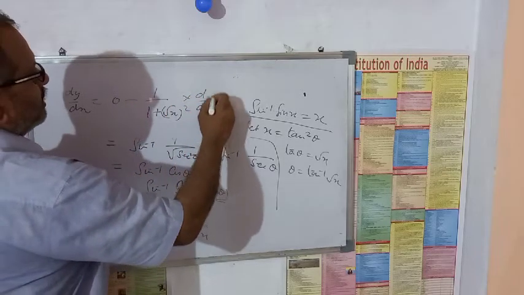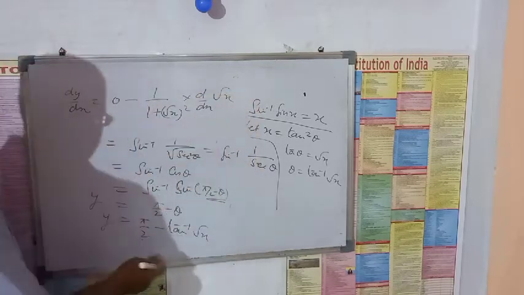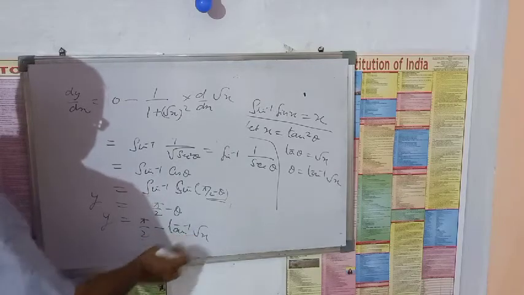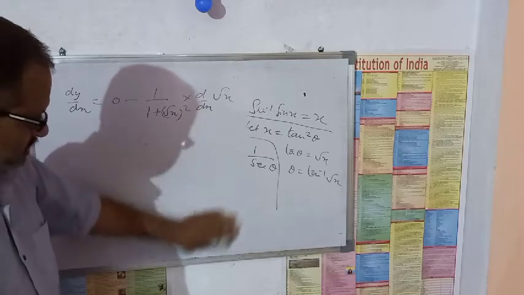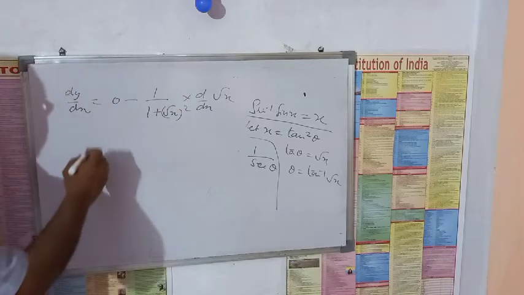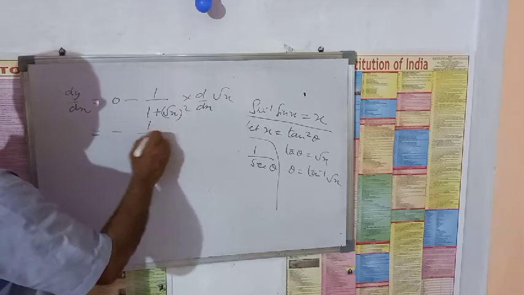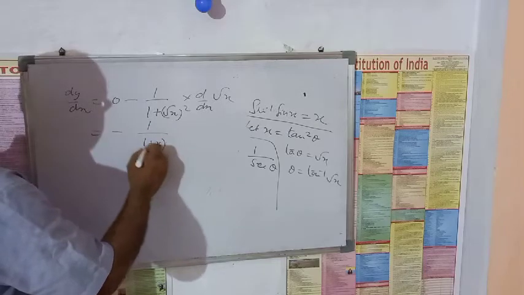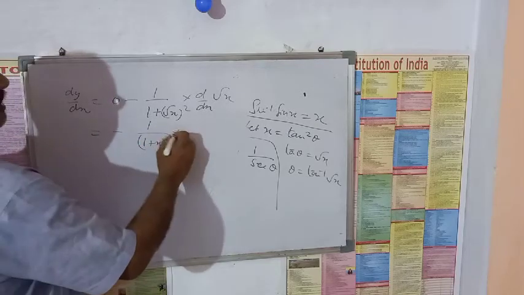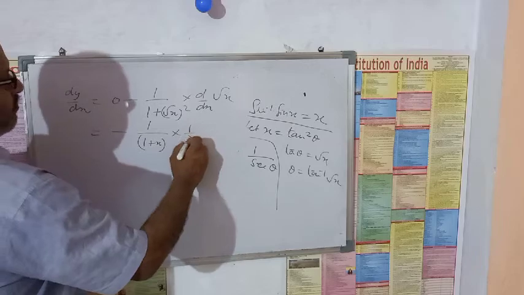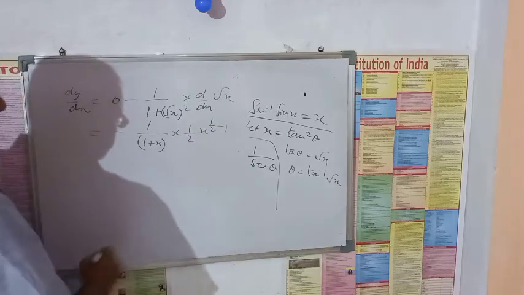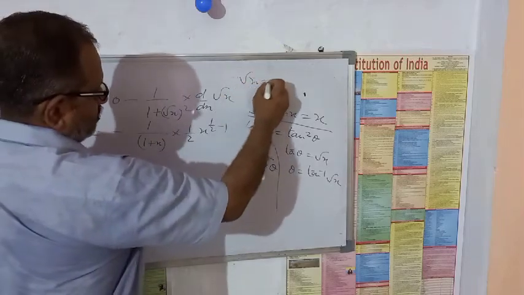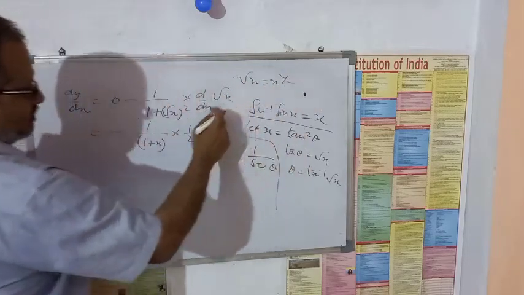Again dy by dx. So firstly differentiate tan inverse, then root x. Minus 1 upon 1 plus x root x square. What will be its derivative? 1 by 2 x to the power 1 by 2 minus 1. Root x is equal to x to the power 1 by 2.